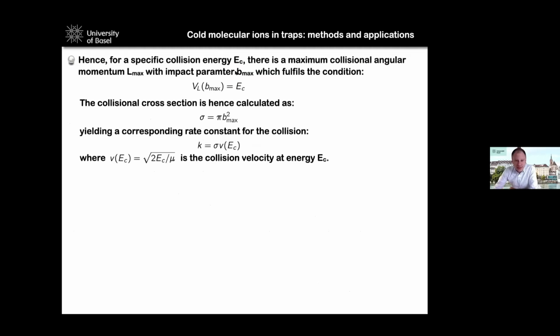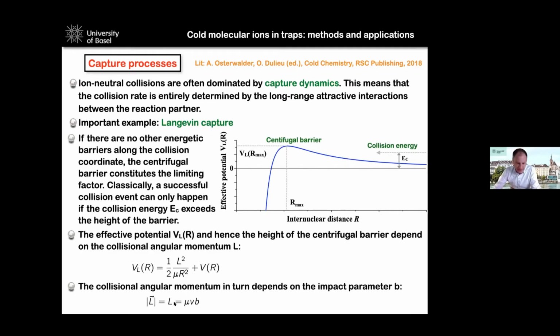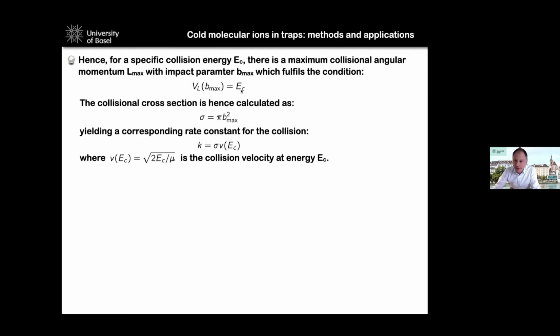So for this to happen, we have this condition. This means that the collision energy must be at least equal to the maximum of the effective potential. And since the effective potential is linked to the angular momentum of the collision, and the angular momentum is linked to the impact parameter, there is a maximum angular momentum and therefore a maximum impact parameter at a certain collision energy which fulfills this condition.